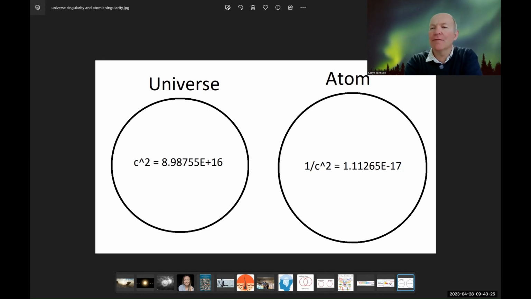So there's a boundary of 1 over c², at 1.1126 e to the negative 17 of a meter in every atom. And that really acts as the inverted lens from the initial isotropic state that the universe was in 13.8 billion years ago. So in that way, we start with, well, if we multiply c² with 1 over c², we get 1.